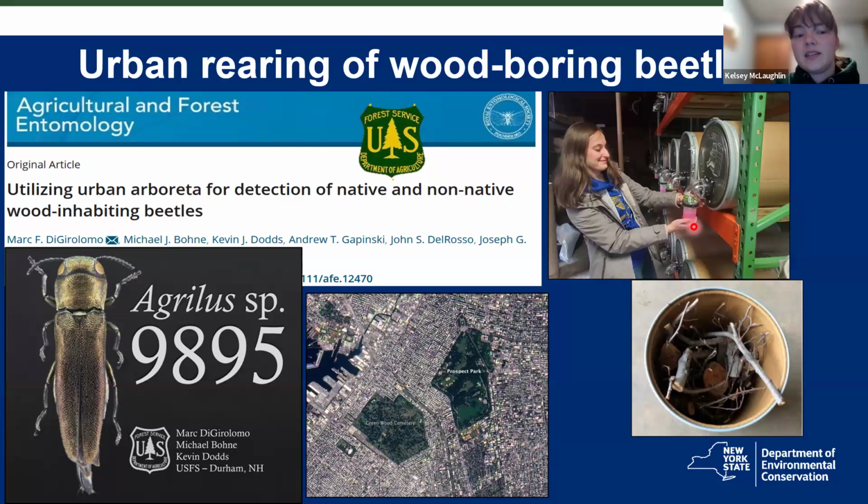And whenever they did this in Brooklyn, they actually found a Grylus species that was new to science. It had never been described before, and so it was found for the first time in Greenwood in these non-native tree materials. We have a little baby version of this. We work with the City of Albany forester, and he gives us tree material, but we do have our own little barrel set up. So far, we haven't gotten anything super crazy, but we have had some kind of rare native beetles emerge, which has also been cool to see.